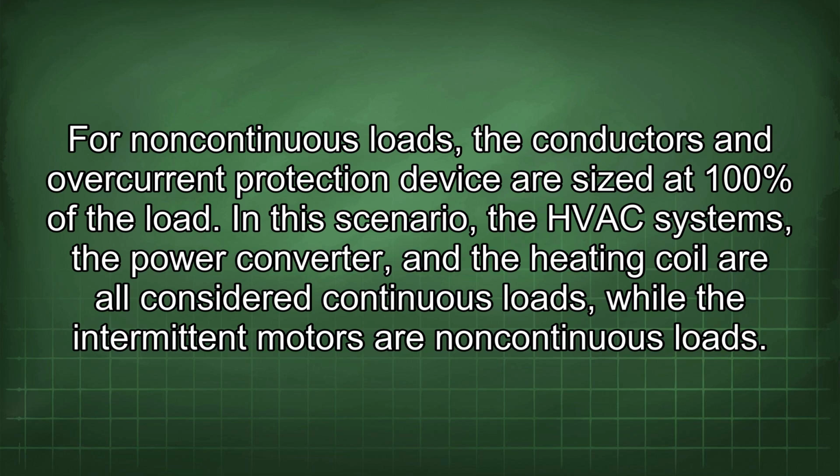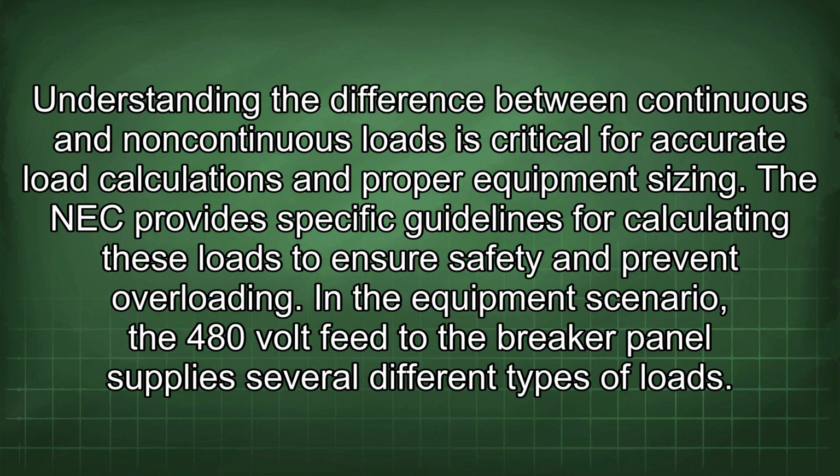In this scenario, the HVAC systems, the power converter, and the heating coil are all considered continuous loads, while the intermittent motors are non-continuous loads. Understanding the difference between continuous and non-continuous loads is critical for accurate load calculations and proper equipment sizing. The NEC provides specific guidelines for calculating these loads to ensure safety and prevent overloading.